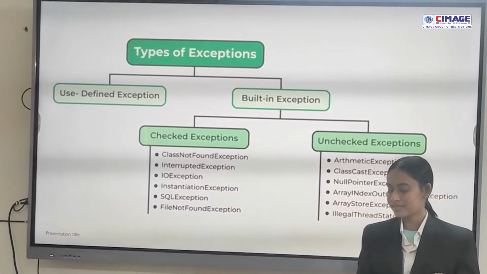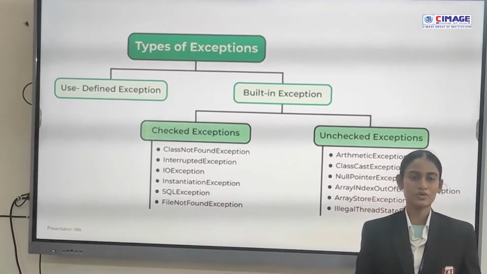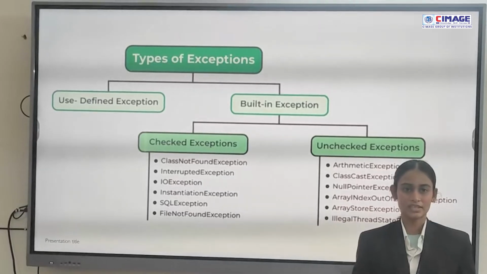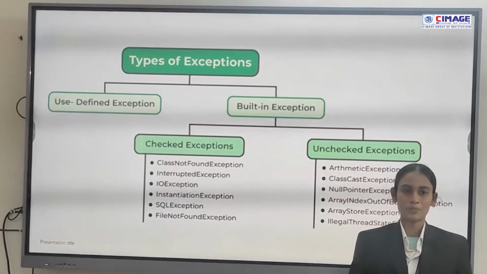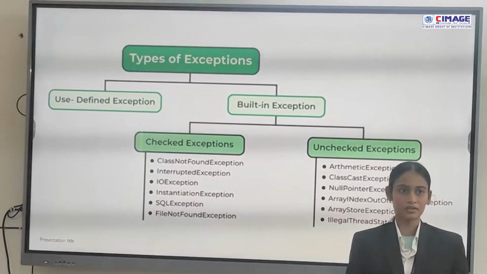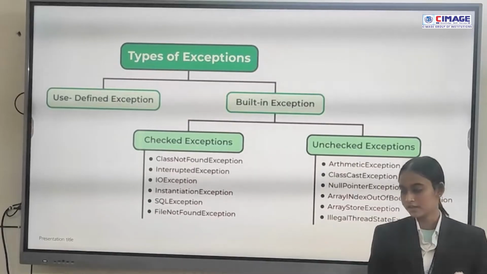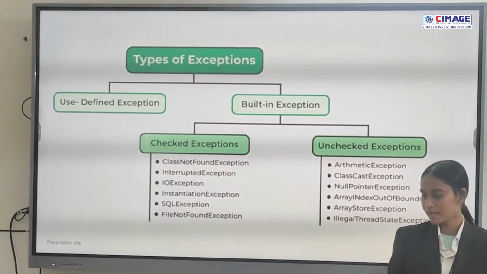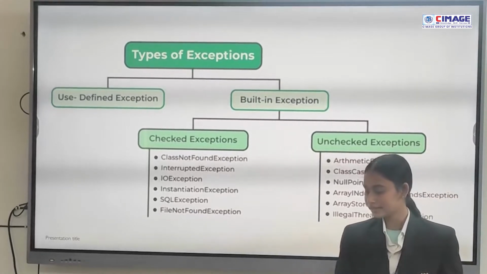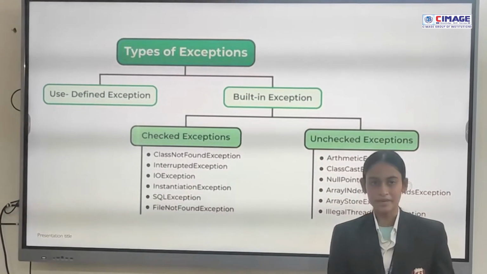So what is checked exception? Checked exception is when you run a program and the compiler checks your exception and does not give you proper execution of what you have done, it only shows you a warning. It normally occurs during the execution of the program, and you can see their types: ClassNotFoundException, InterruptedException and many more.